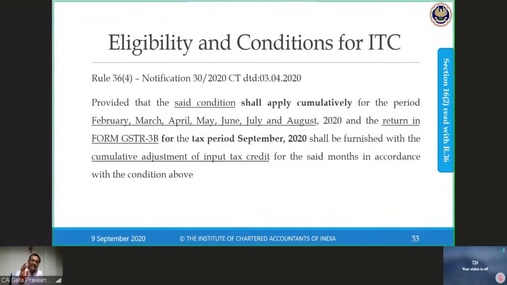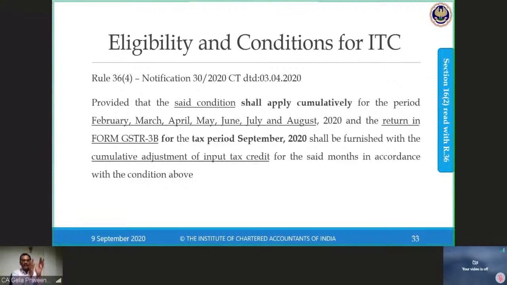Provided that said conditions shall apply cumulatively for the period Feb, March, April, May, June, July, August 2020, written in the form 3B for September 20, shall be furnished with cumulative adjustment of ITC for the said months in accordance with the conditions above. This amendment says that for February till August, I will not ask you to do this comparison with GST year 1 because of the pandemic, because of COVID. Whatever purchase is there in your books of account, take the credit as it is, provisional. Section 41, take the credit.